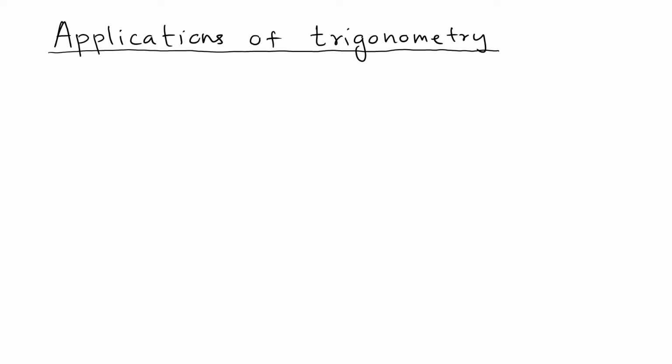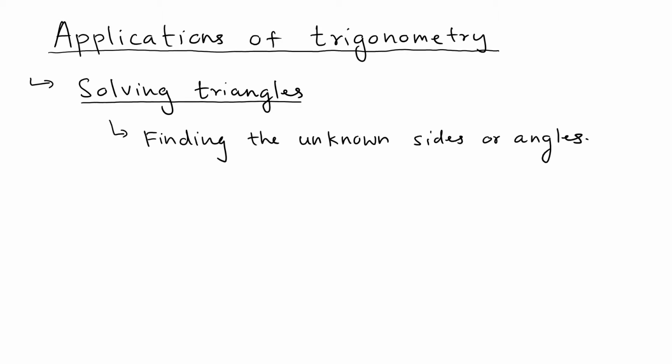In this video, we're going to learn about applications of trigonometry. As the first application, we're going to talk about solving triangles. Solving triangles means finding the unknown sides or angles. So if there's a triangle which has some unknown sides or angles, we're going to find them. That's what we normally call solving a triangle.